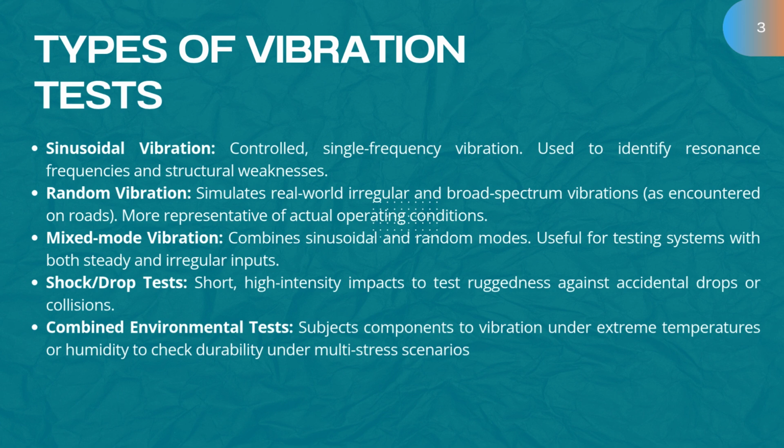Shock drop. Short, sharp hits. Checks how well a part can survive drops or sudden impacts. Combined environmental. Adds temperature or humidity while vibrating. Tests how things hold up under multiple stresses at once. So, depending on what we want to check, we use one or a mix of these.